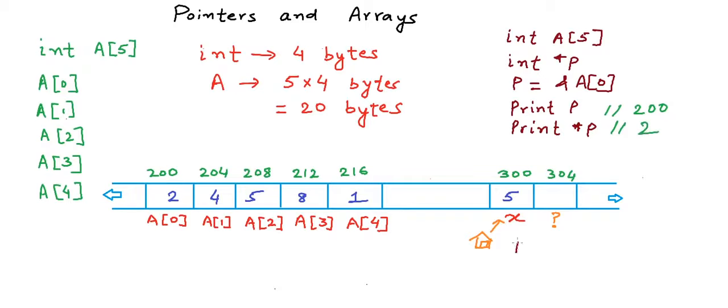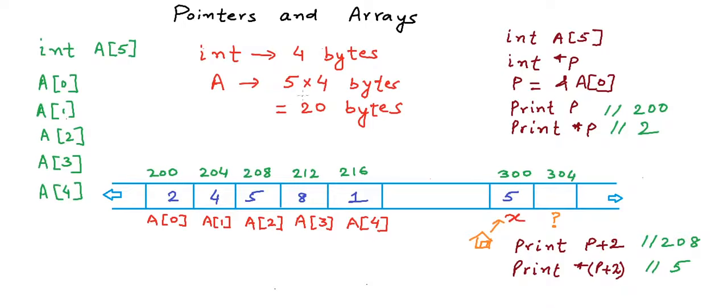Now if I want to print p plus 1, then the address would be 204, and if I dereference p plus 1 and try to print this value, then it will be 4. And similarly, if we wanted the third element in the array, we could do p plus 2 here. So using pointer arithmetic makes sense in the case of arrays, because we know what is in the adjacent location.